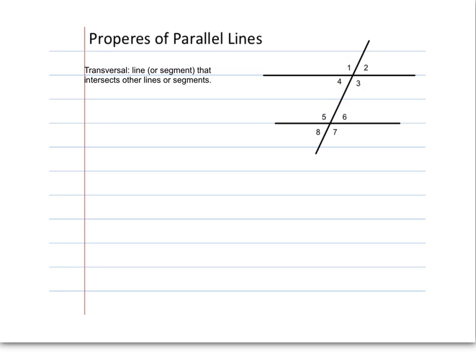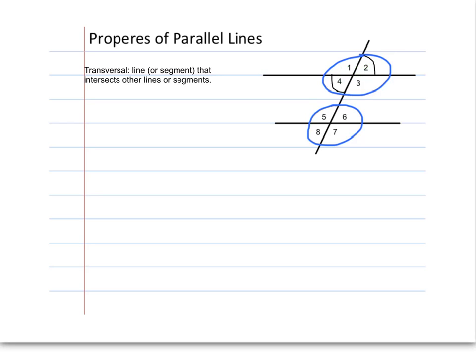And what you should notice is that the transversal creates groups of angles when it intersects the lines. So it creates this group of four angles up here when they meet, and then it also intersects and forms these four angles here. Now you already know some things about the first group of angles. You know, for example, that angle 2 and angle 4 are congruent because they're vertical angles, and vertical angles are congruent. You know that angles 1 and 3 are also vertical angles, so they're congruent.